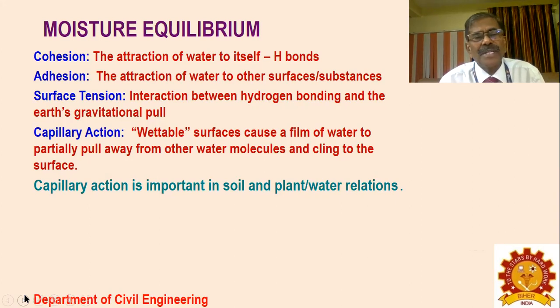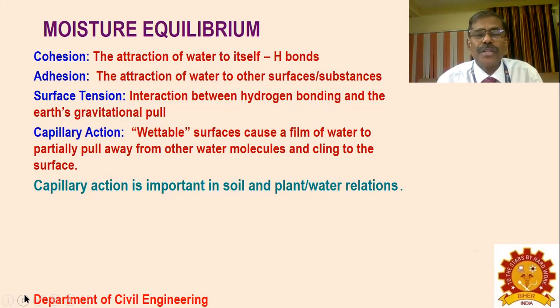Cohesion means the attraction of water to itself by hydrogen bonds. Adhesion is the attraction of water to other surfaces and substances. Surface tension is an interaction between the hydrogen bonding and the Earth's gravitational pull. Capillary action is physics. A wettable surface causes a film of water to partially pull away from other water molecules and cling onto the third surface, whatever surface is available. You call it capillary action.